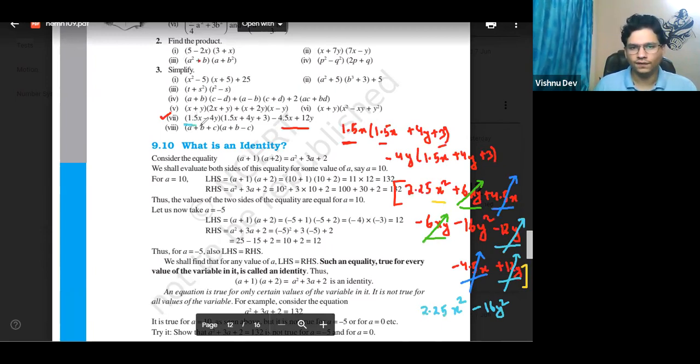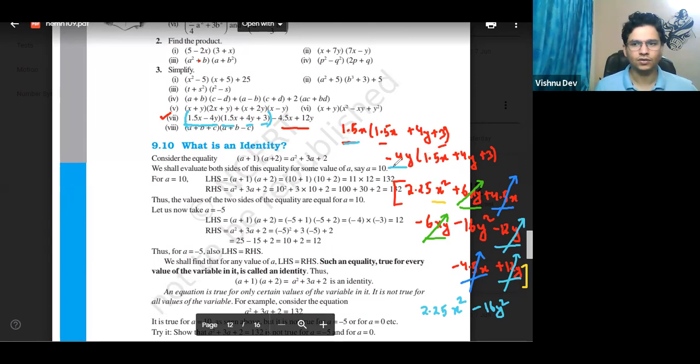So first what we had: 1.5x minus 4y multiplied with 1.5x plus 4y plus 3. Yes or no? So the method one, basic multiplication, is what? Use distributive property to multiply this. That is what we did: 1.5x into this, minus 4y into this.